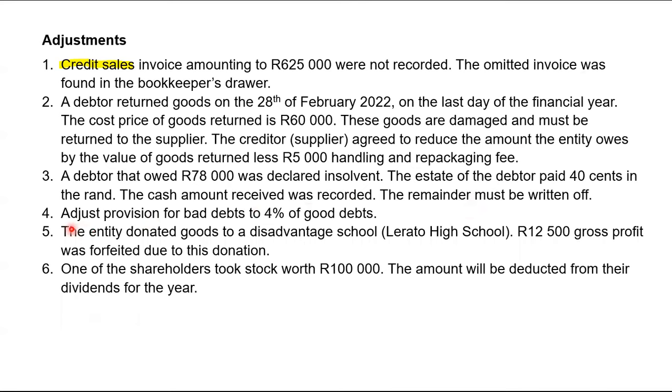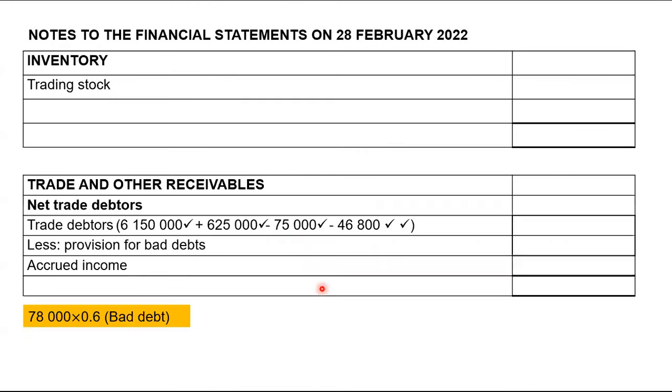Alrighty, number 4 says, adjust provision for bad debts to 4% of good debtors. Good debtors is just the balance of your debtors control. These are debtors that we still have that we have not yet written off. So I'm going to go to my trade and other receivables, calculate the total of my trade debtors, which gives me 6,653,200. I'm going to take that times 4%. That will give me 266,128. This is my provision for bad debts that I've just calculated.